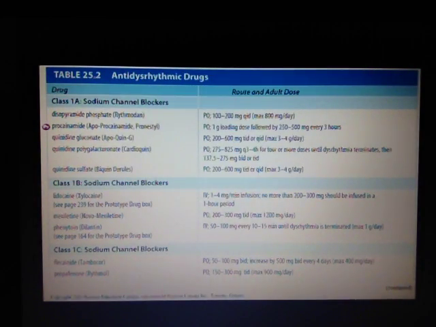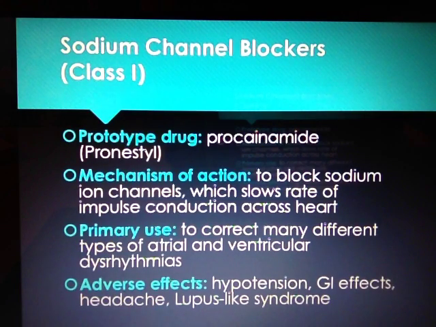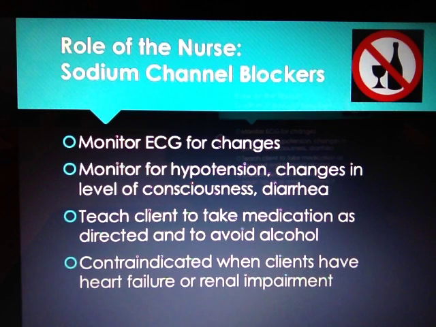This is from your book, and the first one we're going to talk about is procainamide, which is a sodium channel blocker. So it blocks sodium ion channels, which slows rate and impulse conduction across the heart. It's used to correct many different types of atrial and ventricular dysrhythmias. Adverse effects are hypotension, GI effects, headache, and lupus-like syndrome.